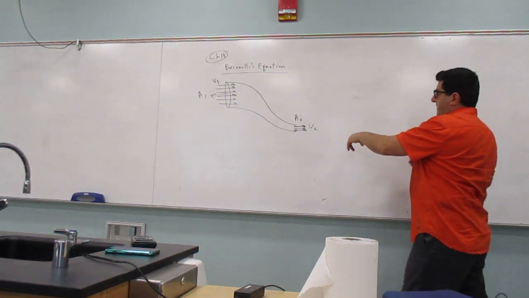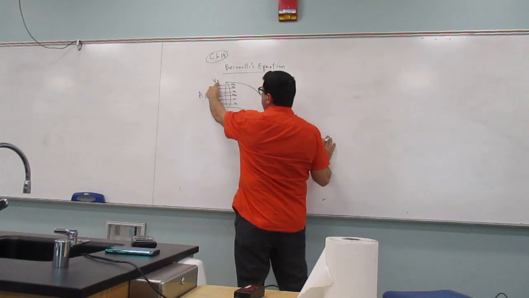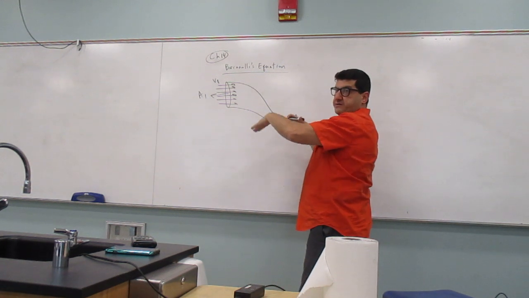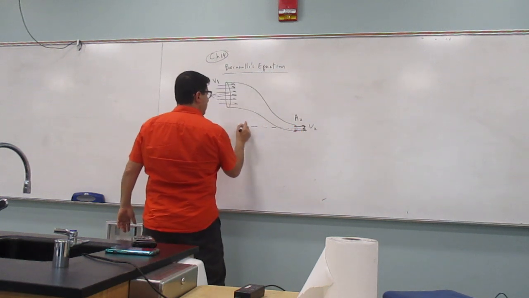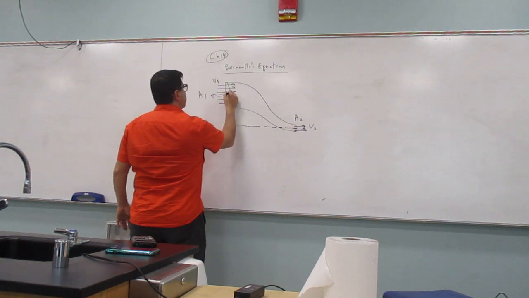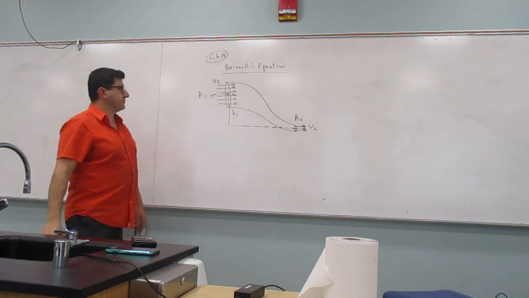So if I wanted to know what v2 is, depending on what v1 and A1 are, I would need to know also their height difference, right? So I would need to know, let's say from the middle of this tube to the middle of that tube, what's that height h1, right?